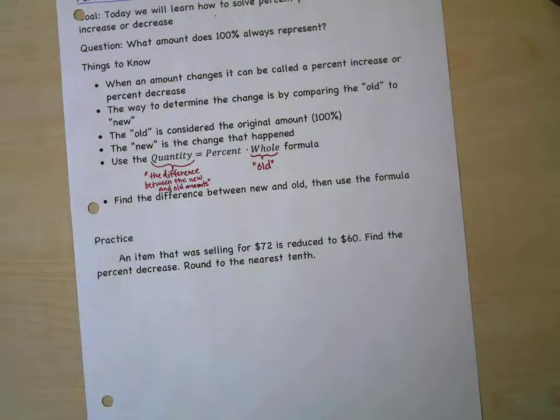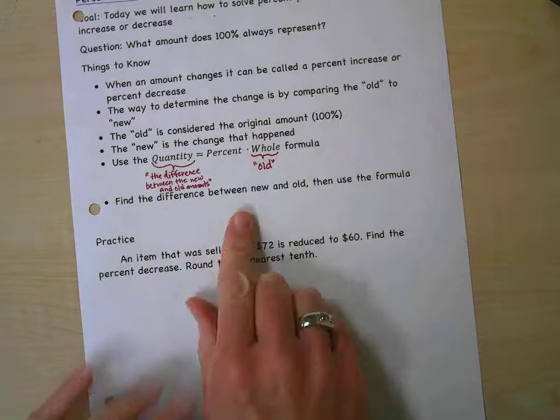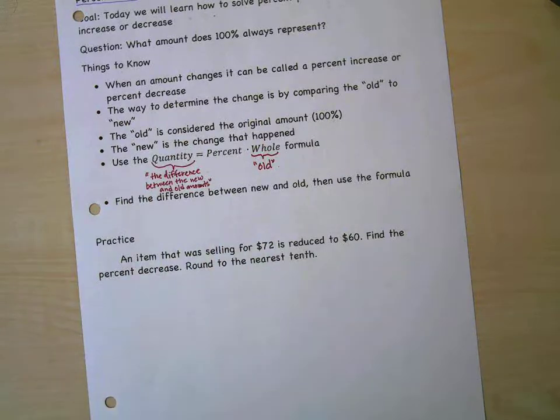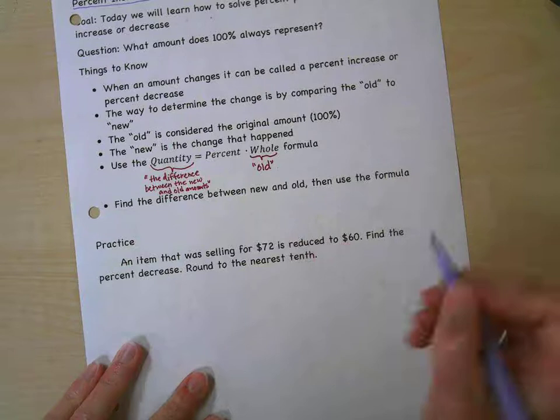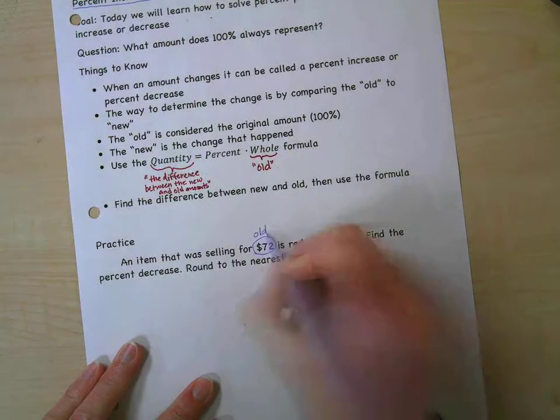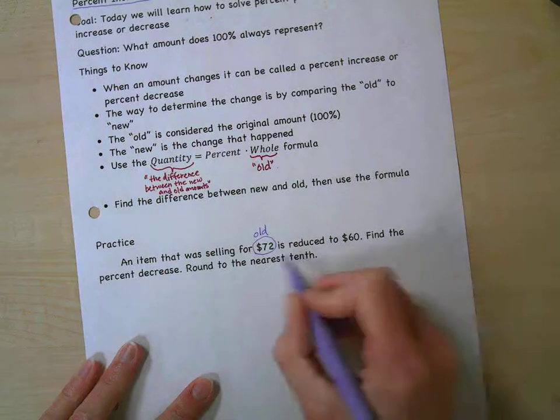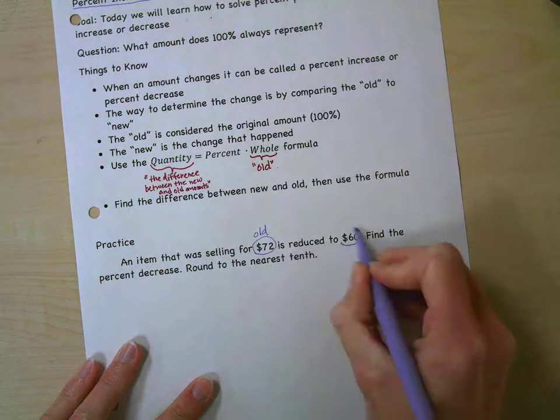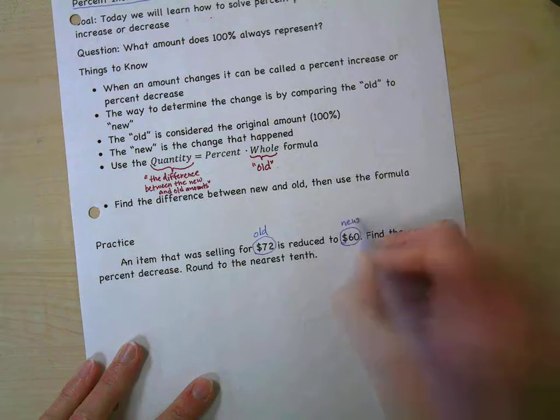So one of the things that I would like to do is practice this. It says an item that was selling for $72 is reduced to $60. Find the percent decrease, and once you find that, the percent needs to be rounded to the nearest tenth. Okay, so we're going to follow our steps up here. The first thing that we have to do is find the difference between the new and the old. So this one right here would be considered the old, and we know it's the old because it said it was reduced, so this one is going to be the new.